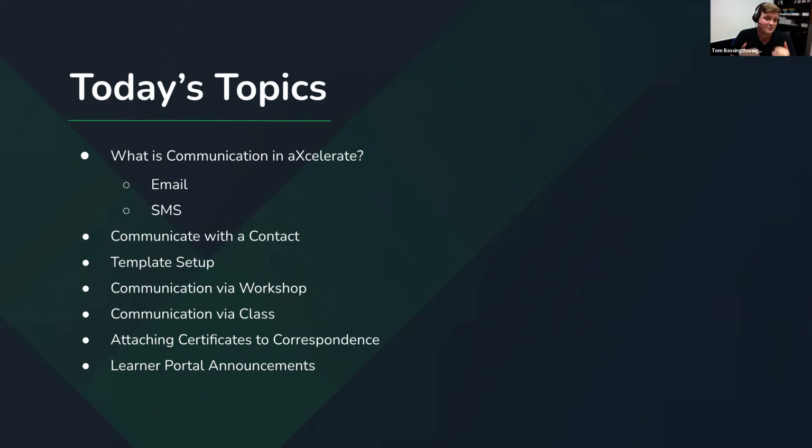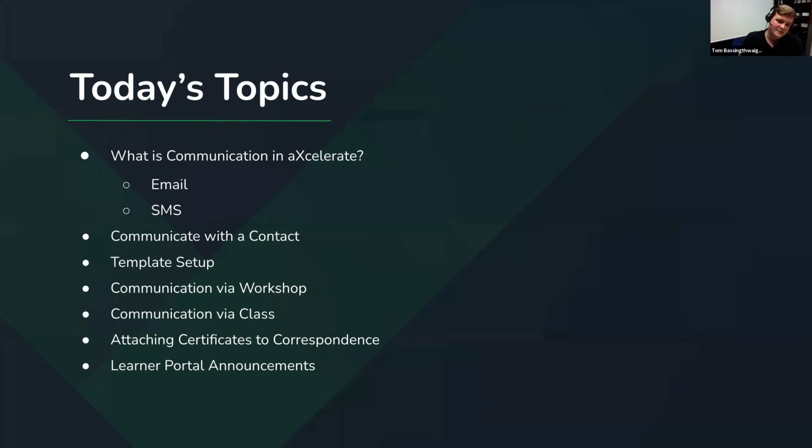Whenever I refer to communication, I'm referring to an email or a text that is being sent from aXcelerate. We're going to be looking at how you email or correspond with specific contacts from aXcelerate. We're then going to look at how you can set up email templates that can be utilized a number of times moving forward. And you can even pre-populate information. So you could set up, for example, a workshop booking confirmation template. And when you send it to the student, it pre-fills all of the relevant workshop information as outlined by yourself.